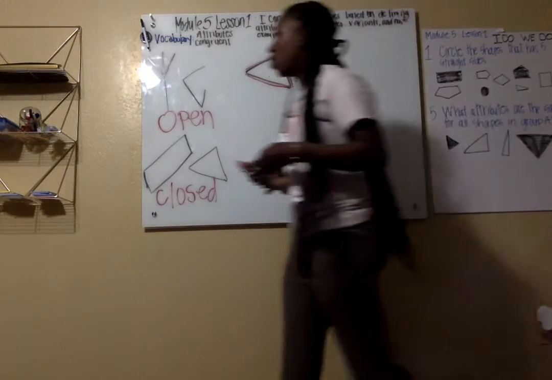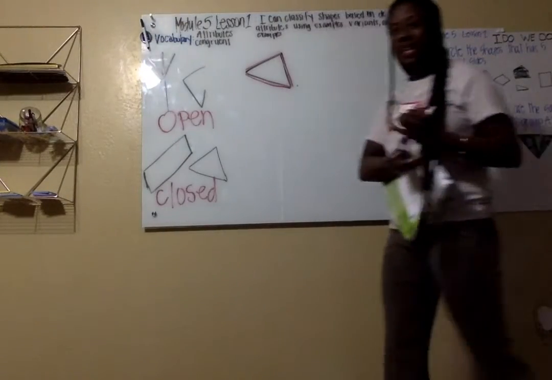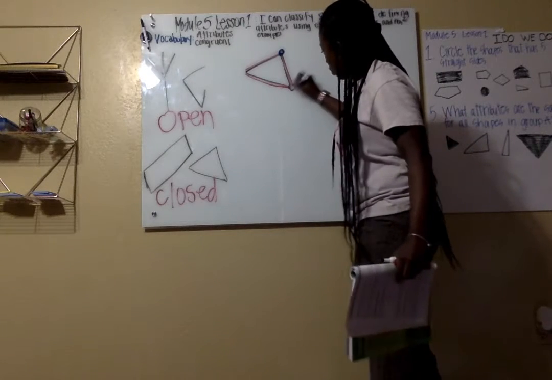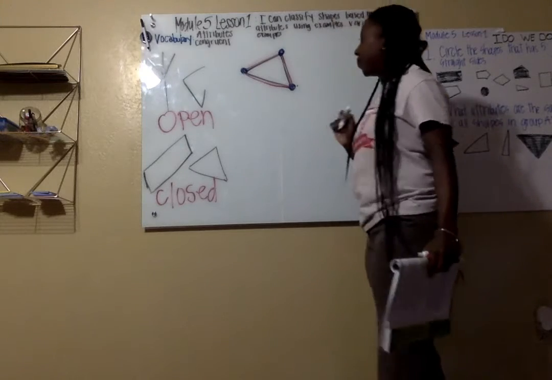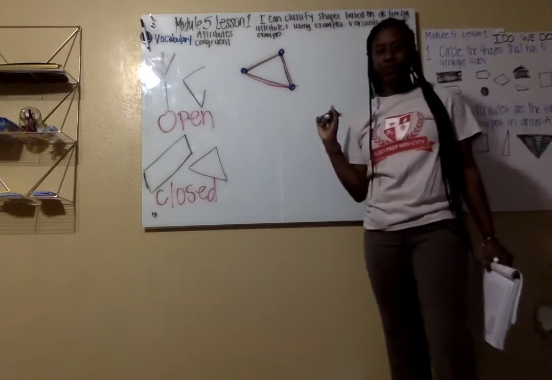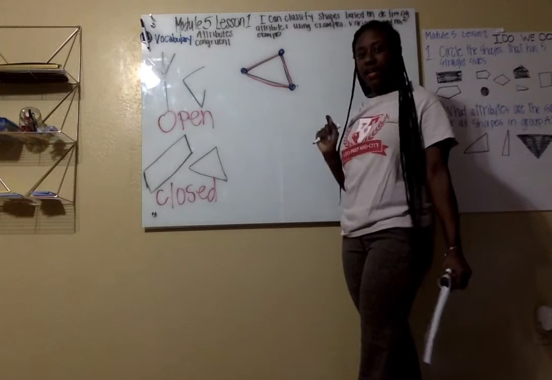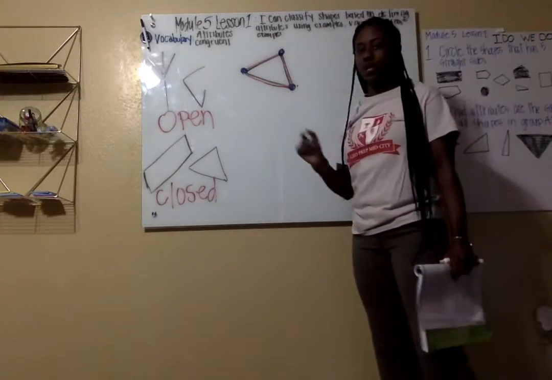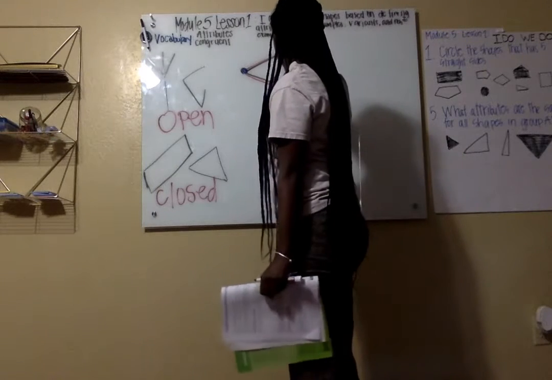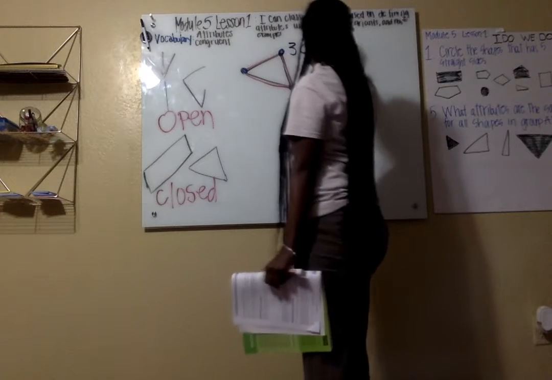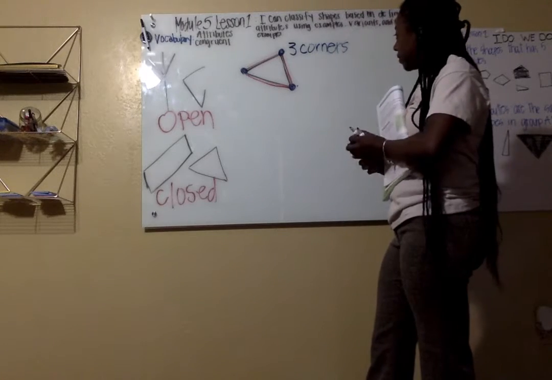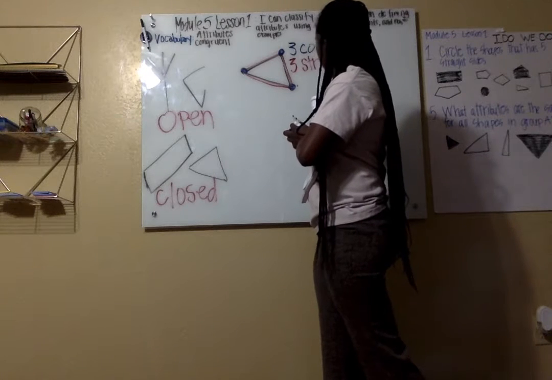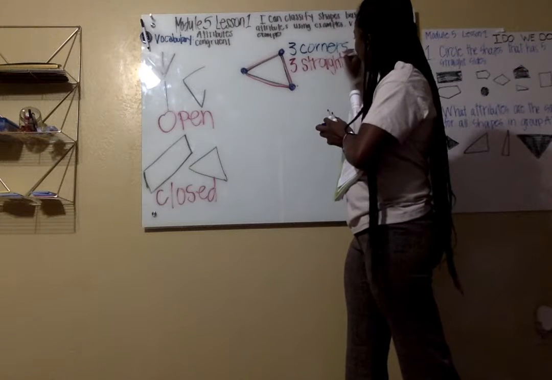Next, I want to identify my corners. Every time my straight sides link up, that makes a corner. So I have 1, 2, 3. So on your paper, you should have drawn your triangle. You should have seen your straight sides. And I want you to especially draw your corners. Especially put those dots for your corners. So I know I have 3 corners. And I have 3 straight sides.